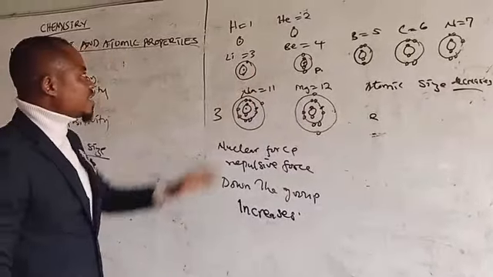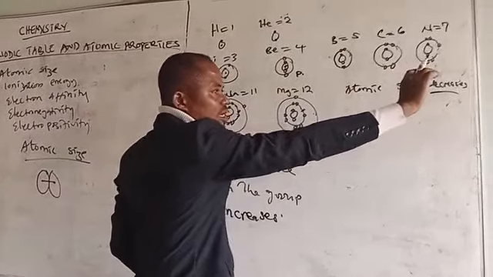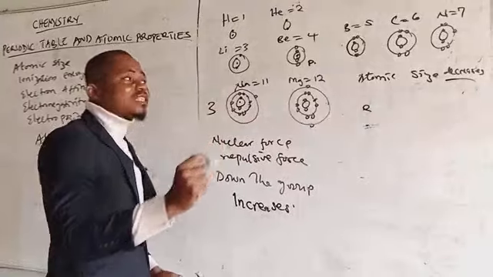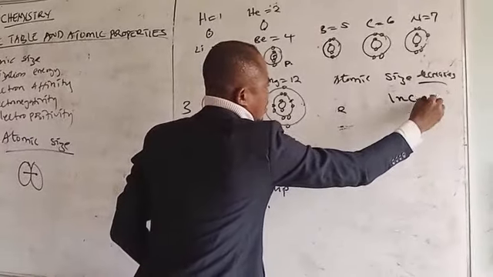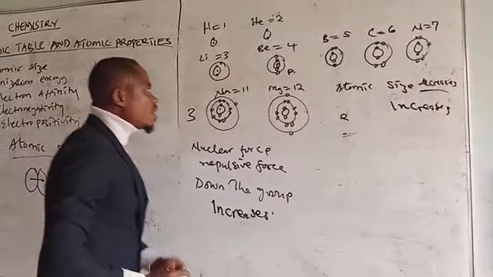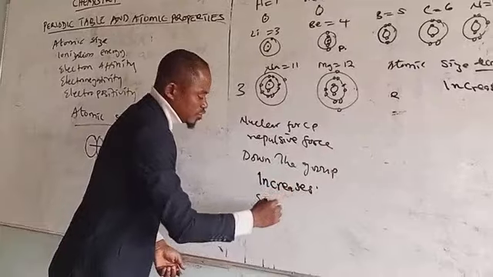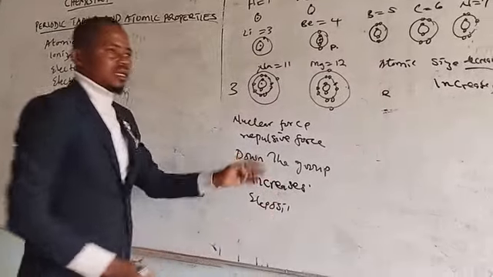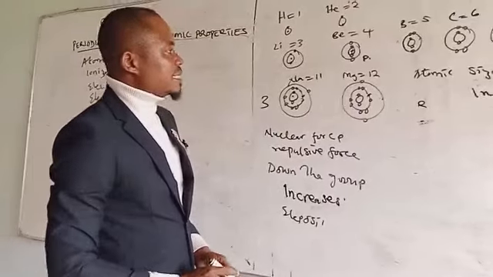What does that mean? As we move from left to right, it implies that electronegativity, which is the ability of an atom to accept electron, will increase. And down the group, the ability of an atom to give out electron, which is electropositivity, the opposite of electronegativity, will increase. So that is it about the atomic size and the periodic table.